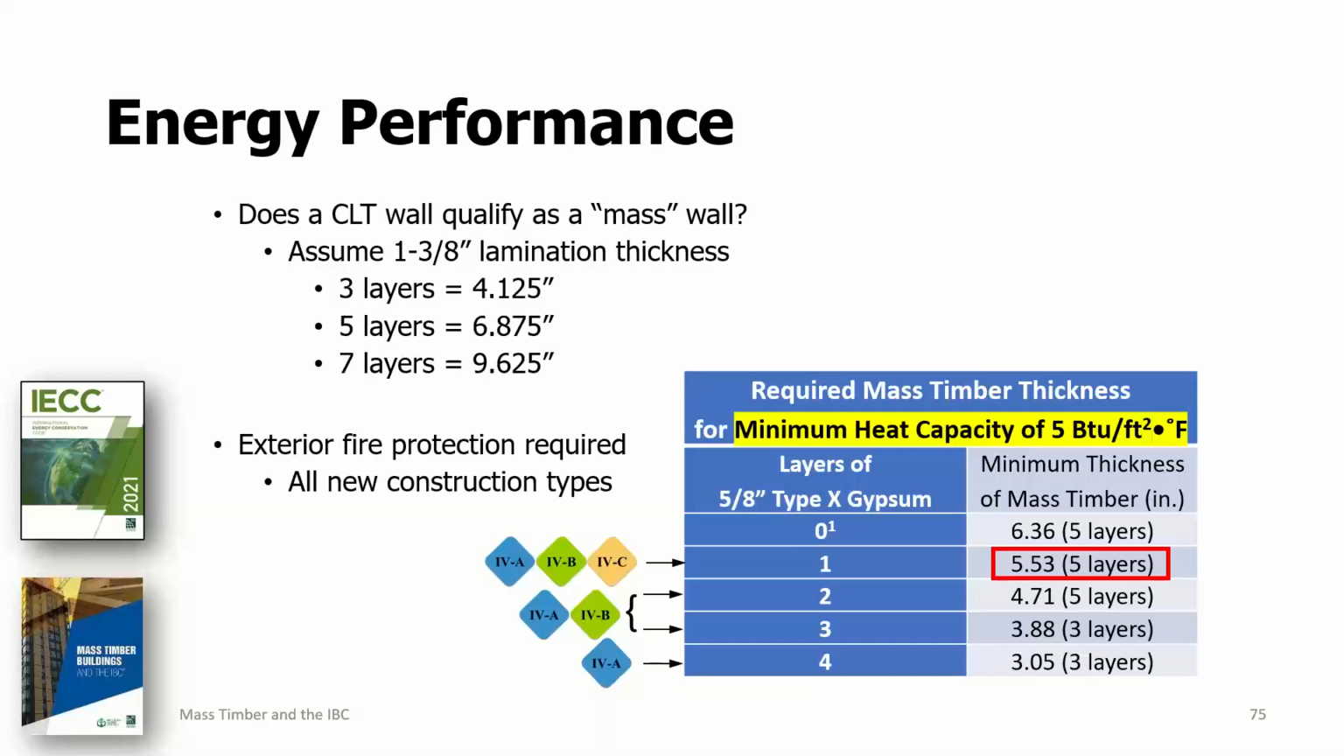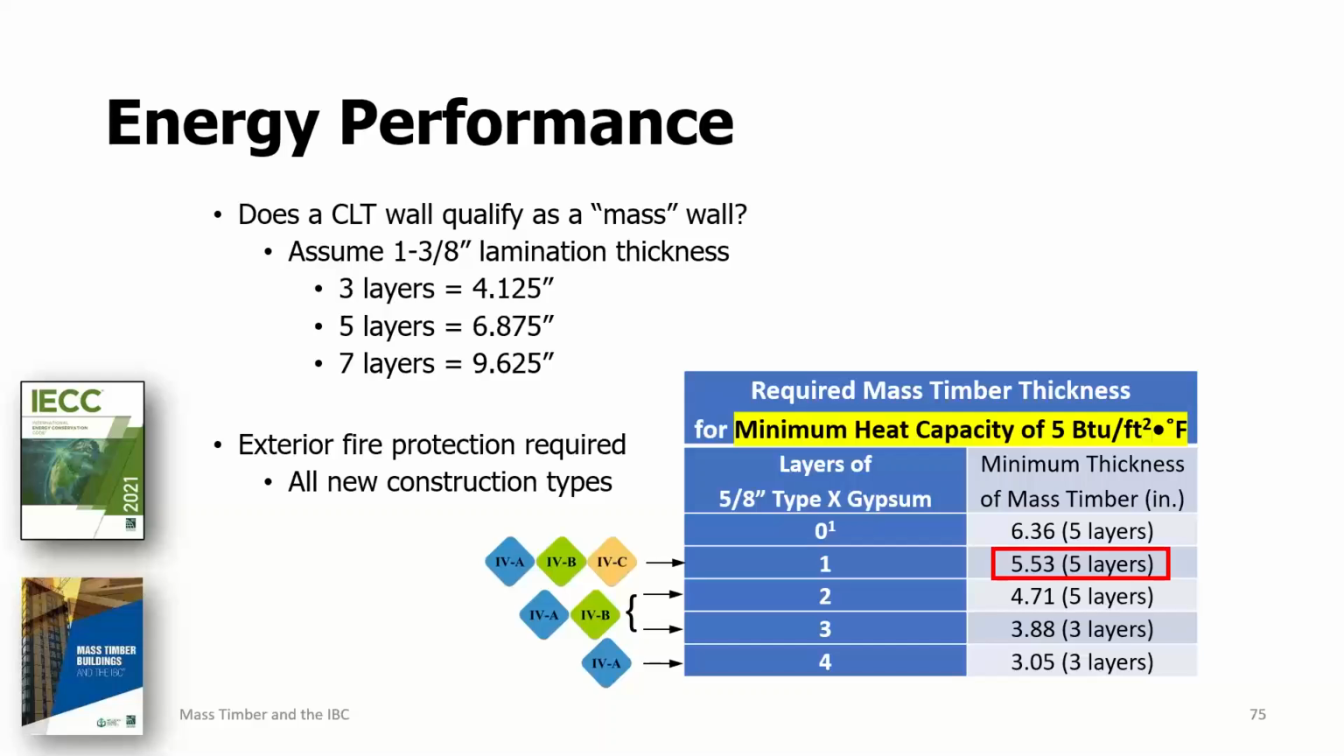So the question is, do you qualify as a mass wall? Now, mass for energy efficiency is a little different than just saying, hey, it's a mass timber building. You actually have to meet a minimum heat capacity of 5 BTU per square foot per degree Fahrenheit. And how thick the CLT or mass timber panel is going to have a huge impact on that.